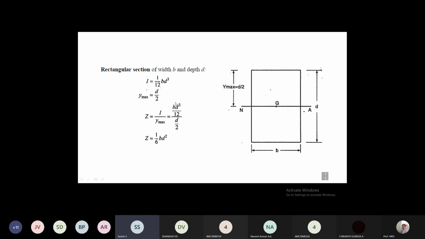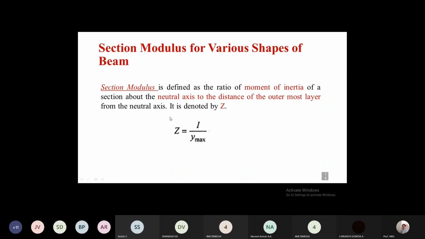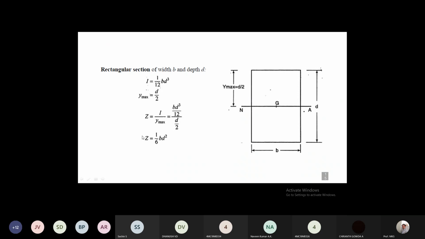So what is the section modulus? It is defined as the ratio of moment of inertia to the distance from the outer fiber to the neutral axis, which we call y maximum. You need to know the expression for Z for a rectangular cross section, and you need to remember this to solve the problems. The moment of inertia I for a rectangular cross section is given by 1 by 12 b d cube. You need to know this. So just note down the equations for each particular cross section.